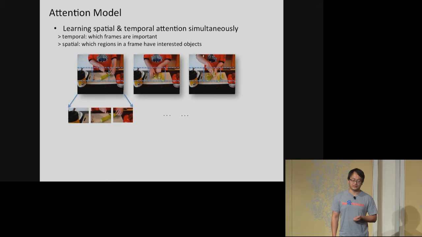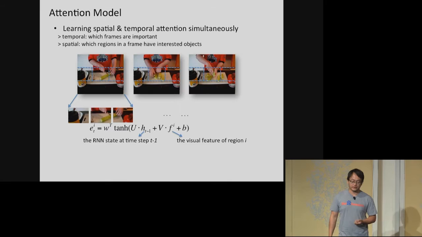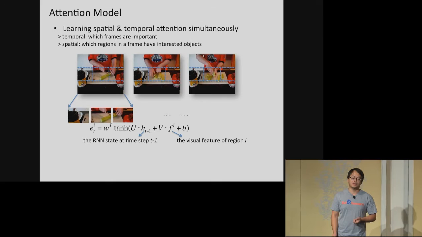So for example, in this video, if we are trying to predict the cucumber, we want to focus on the second region, and when we want to predict the hand, we want to focus on the third region. This was done by using the RNN state of time step t-1, and also the region features of region i, to predict the weight of each region, so that our weight depends on the next word we want to generate, and also on the visual features we have.